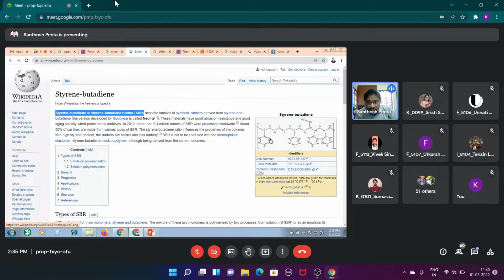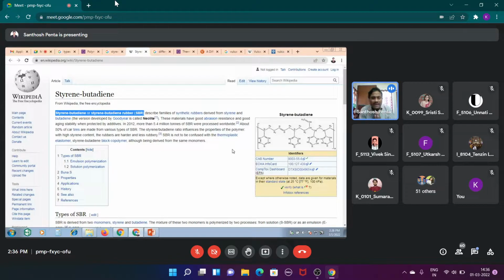Then 1,3-butadiene: CH2 double bond CH, single bond CH double bond CH2. This is the 1,3-butadiene. The 1,3-butadiene is reacting with styrene. Then that is going to produce the styrene butadiene rubber. That means, see here, up to this part is one polymer unit, then this is another one like this.